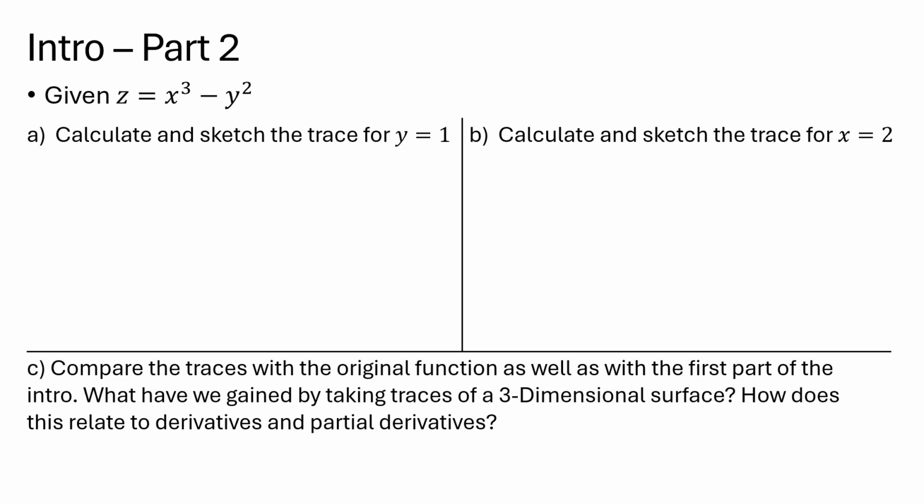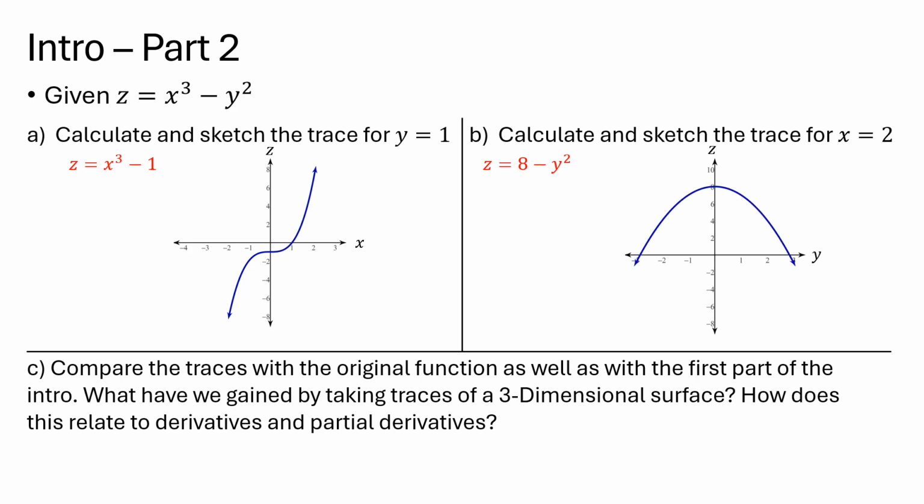However, something we did early on was we inserted numerical values for one of the variables to give a result that's a curve. So, for example, if you take the trace for y equals 1, that results in the equation z equals x cubed minus 1, and it then gives the curve, which is a cubic. Also, if you take the trace for x equals 2, that gives the equation z equals 8 minus y squared, and it gives a curve that's an upside down parabola.